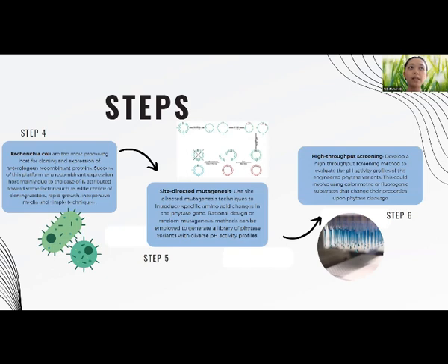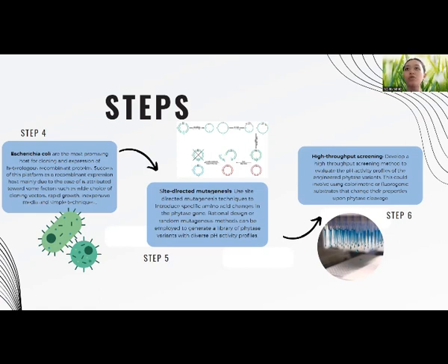The reason why we select E. coli is due to its rapid growth in inexpensive media and also its simple technique, which allows us to modify it easily compared to other organisms. Next, we proceed with site-directed mutagenesis. We use this technique to introduce specific amino acid changes in the phytase gene. Rational design or random mutation methods can also be employed to generate a library of phytase variants with diverse pH activity profiles.